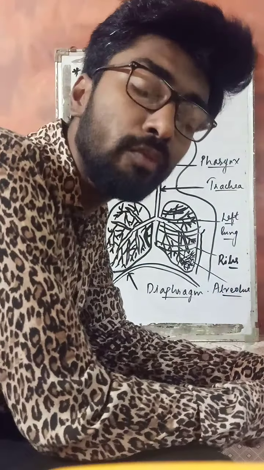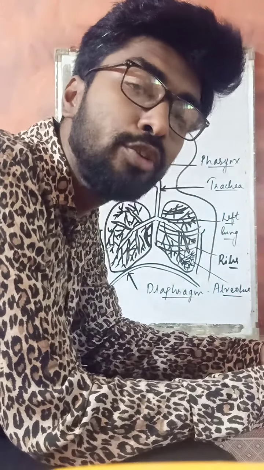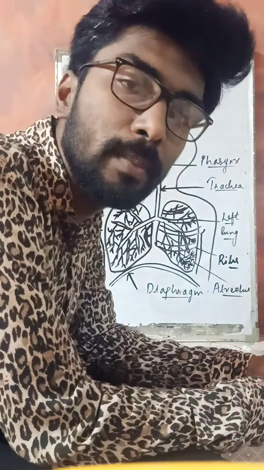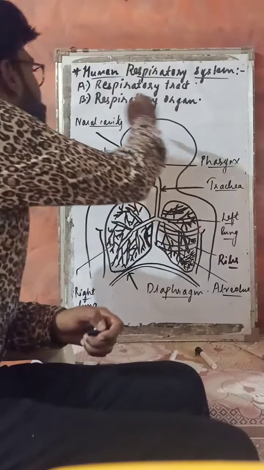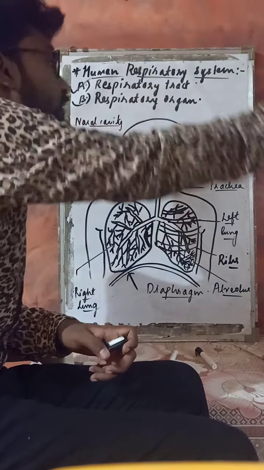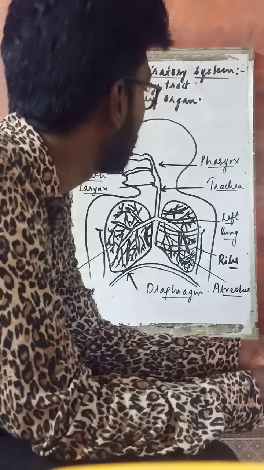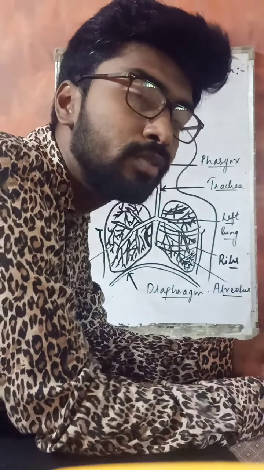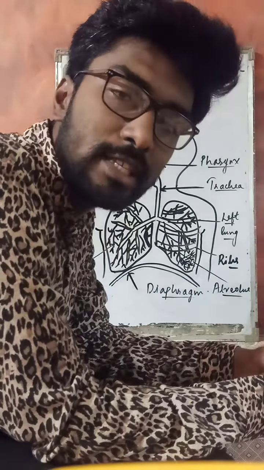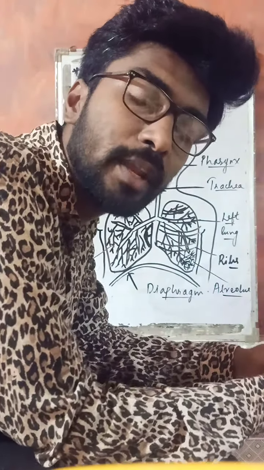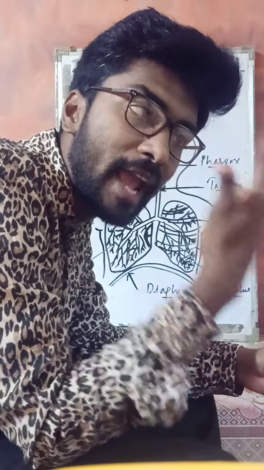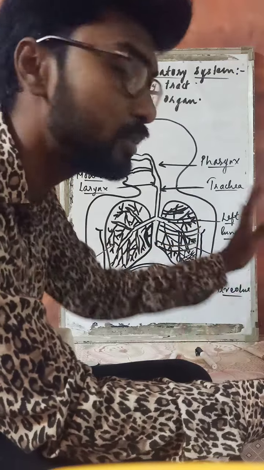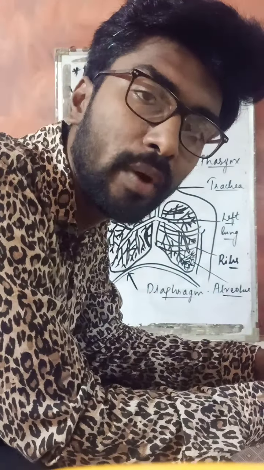Today we are going to start with the very first topic, that is the human respiratory system. A very important topic. The human respiratory system is divided into two major parts: one is called the respiratory tract and the second is called the respiratory organ. In short, I have given you a rough representation of the human respiratory system. The process of respiration involves inspiration, expiration and exchange of gases. All three mechanisms take place in the respiratory system of the human present in the thoracic cavity.